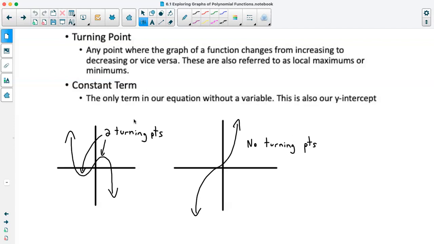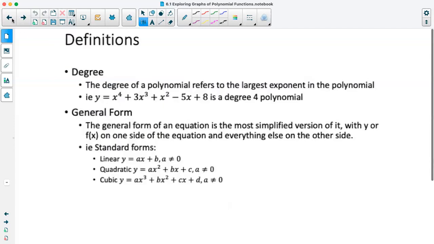Now our constant term is the only term in our equation without a variable. It is also our y-intercept. So if we look back at our equations earlier, in linear, this b value would be our constant term, that's our y-intercept. This c value would be our constant term for a quadratic and our y-intercept. And for this cubic function, this d value is our constant term and y-intercept.